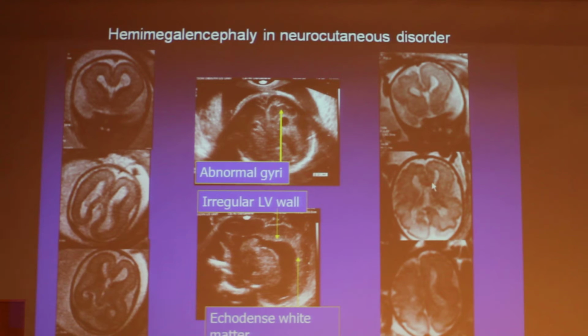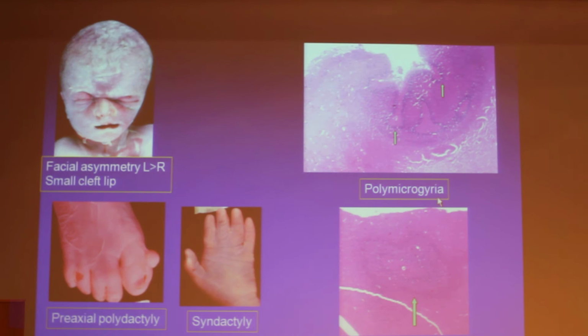You can see the asymmetry of the whole cortex, and you can see these polymicrogyri in the frontal areas. But the typical rounding of the frontal horn is very, very typical for this hemimegalencephaly. And when we were all looking at the brain, focusing and thinking, we missed this child.